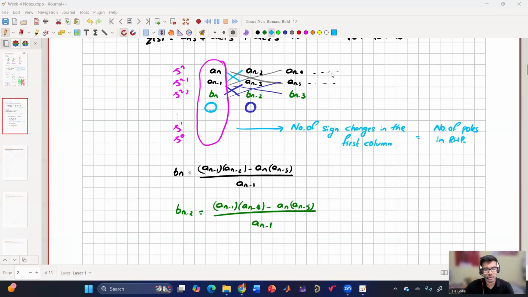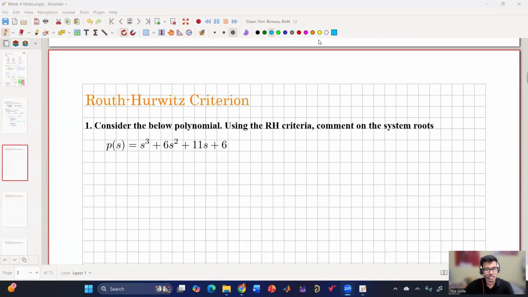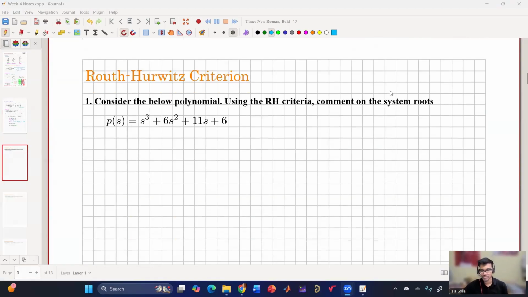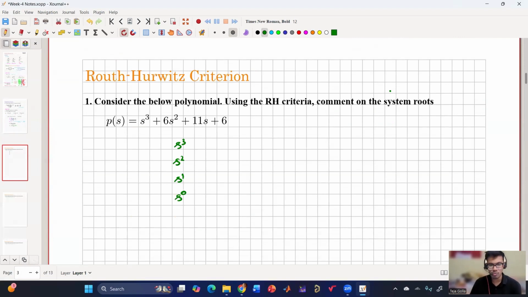Okay, now let us consider one polynomial. To start with, I have considered a third order polynomial. We'll first write the Routh table: s cube, s square, s to the power 1, s to the power 0. In the first row, what will be the elements? 1 and 11, because we have the s cube coefficient and the s coefficient. And in the second row, 6 and then 6.